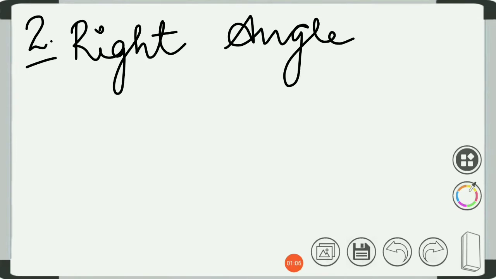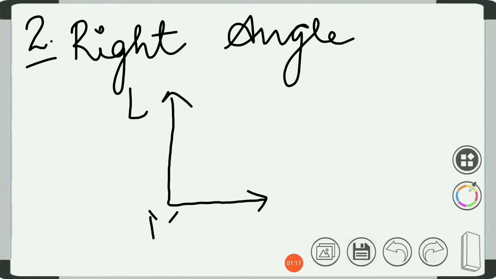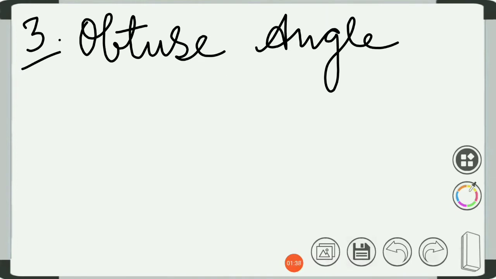Now the second one is right angle. As I told you, an angle which measures exactly 90 degree. Like look, I made an angle L, M and N. The angle that measures exactly 90 degree is known as a right angle. In the given figure, angle LMN is equal to 90 degree. We have studied acute angle and right angle.